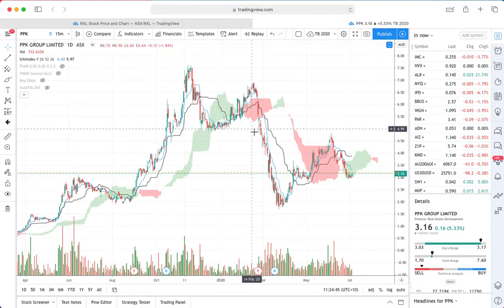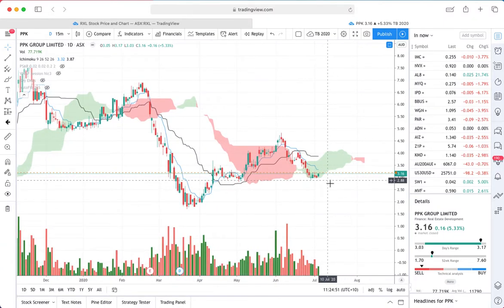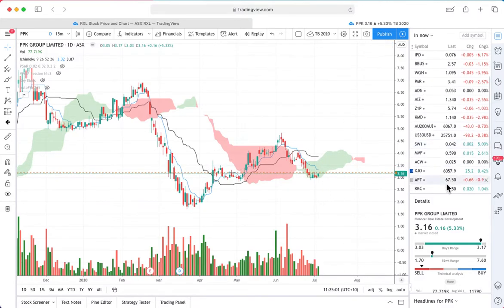Don't get me wrong, but the risk to reward is probably better to wait to see price action move above this blue line here and then go on. Let's have a look at another chart here.